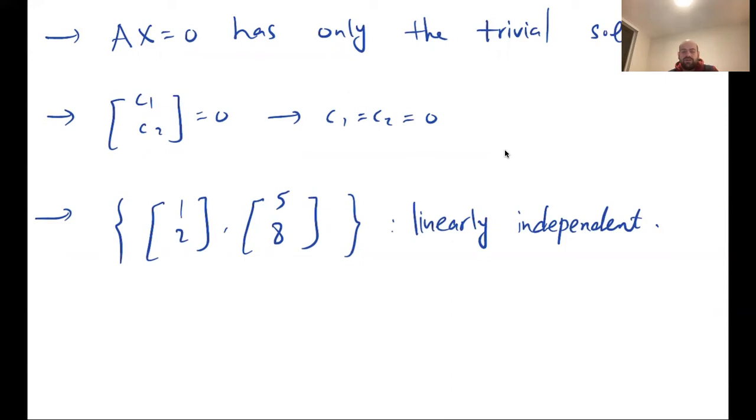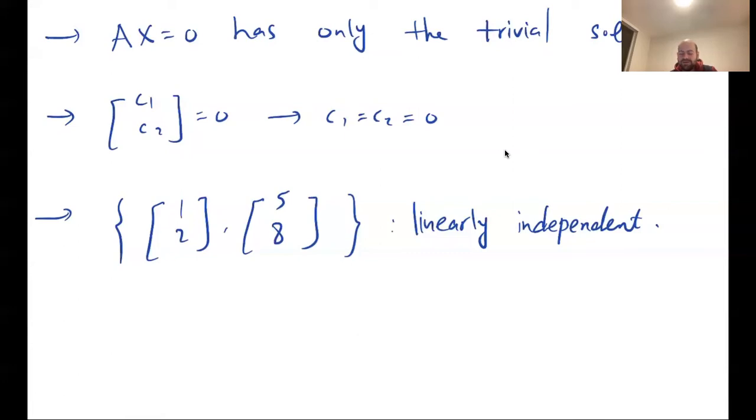So the number of elements in the set was 2, and the dimension was also 2. We verified that the set is linearly independent, and then we used the theorem to conclude that it must be a basis for our vector space.